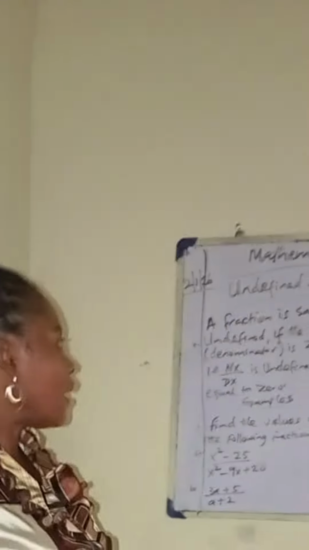Today we are going to look at undefined fractions. If you look at what we have on the board, a fraction is said to be undefined if the divisor, the denominator, is what? 0. That is, n(x) over d(x) is undefined if d(x) is equal to 0.